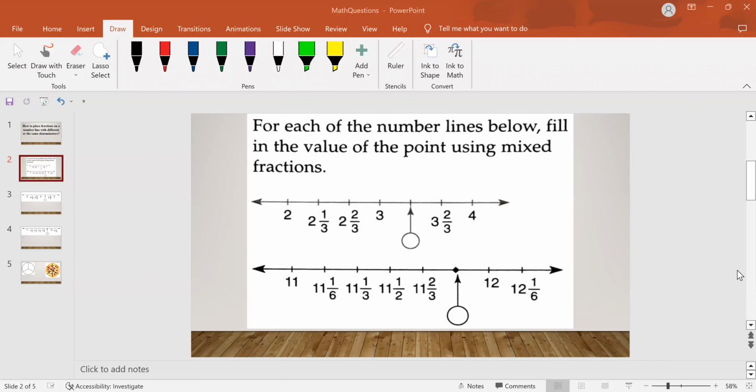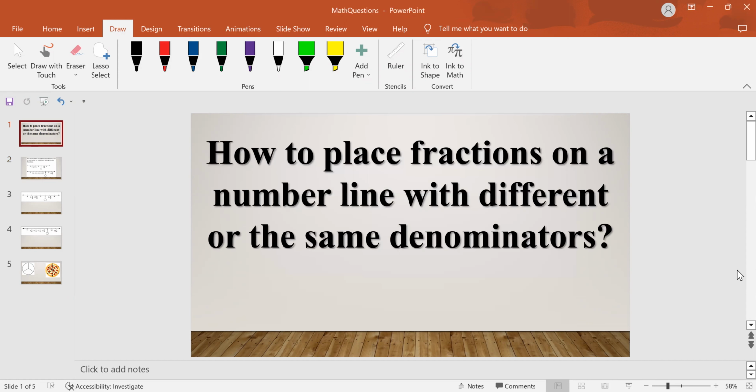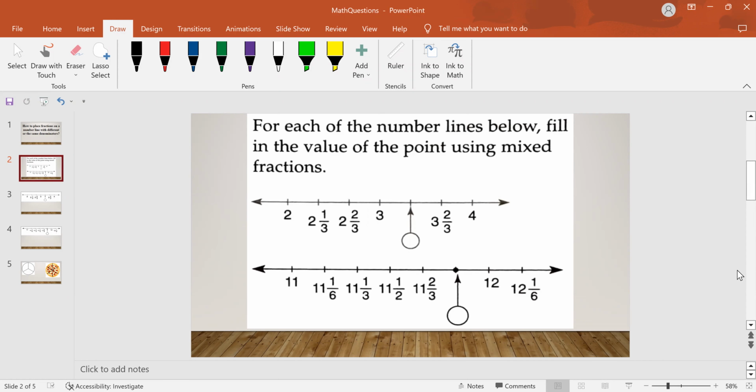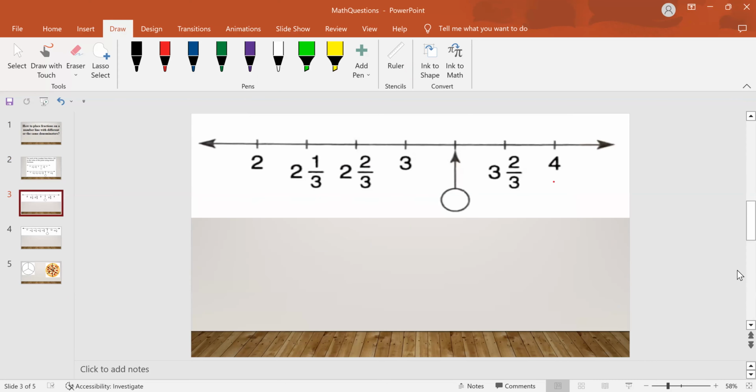For each of the number lines below, fill in the value of the point using mixed fractions. Welcome to this video where we'll see how to place fractions on a number line with different or the same denominators. So we have here two charts. Let's take the first chart, the top one, and let's figure out what's going to be the missing number.